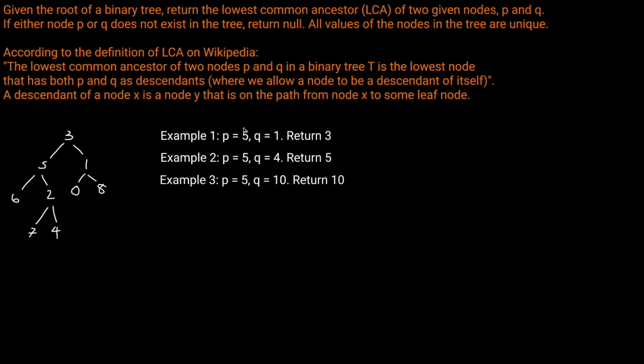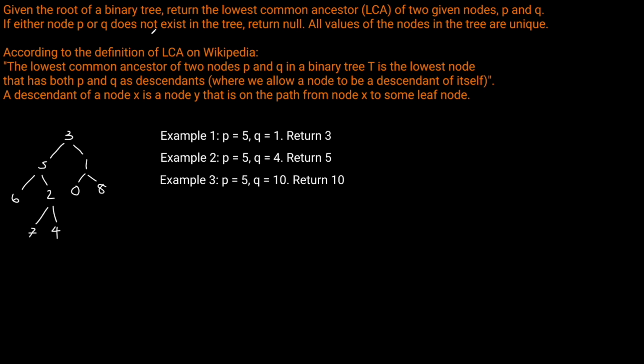According to the definition of an LCA on Wikipedia, the lowest common ancestor of two nodes P and Q in the binary tree T is the lowest node that has both P and Q as descendants, where we allow a node to be a descendant of itself. A descendant of a node X is a node Y that is on the path from node X to some leaf node.